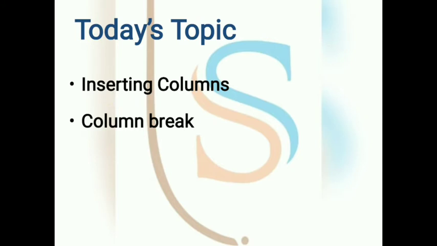Sometimes it is required that whatever we have written in our document, we want to display in a column format. Column format means we want to display it in the vertical format. So that is called column. We can insert the column by just selecting the text and then inserting 2 columns, 3 columns, according to our requirement. And if we want to break the columns, that is also possible by column break. So let's do it practically.